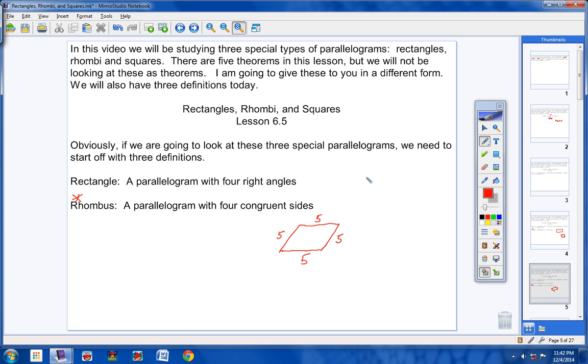But what else would be a rhombus? A square. A square has 4 congruent sides, and it's a parallelogram. Okay? So we're learning something here about squares, okay? A rectangle is a parallelogram with 4 right angles. A rhombus is a parallelogram with 4 congruent sides. Got it? Okay, let's move on. Next definition. Copy this down, please.